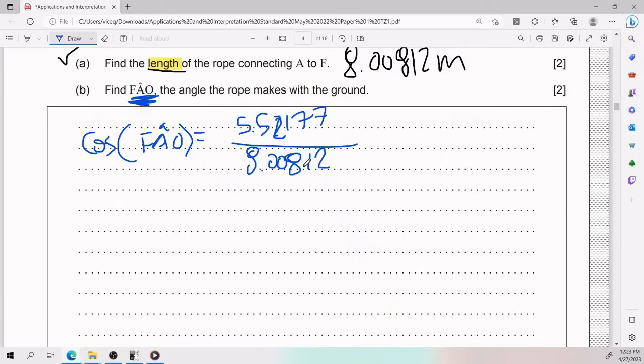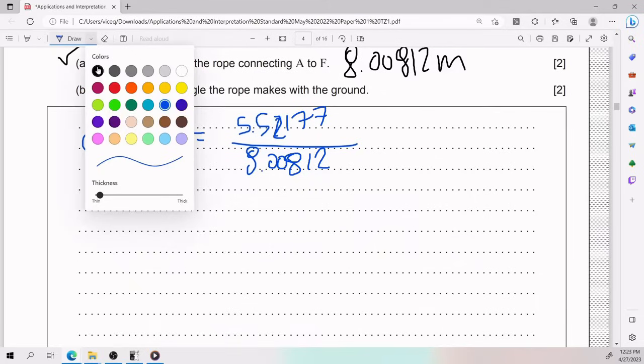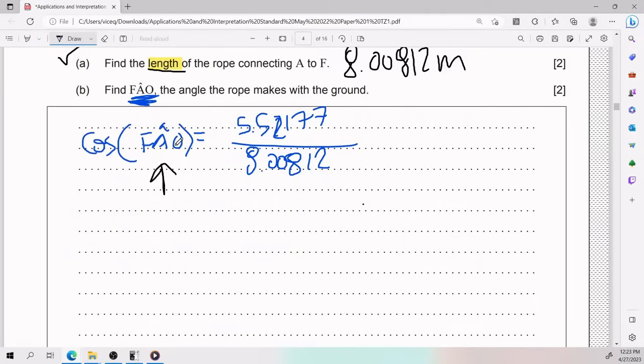All right, and a lot of people here are confused on what to do next. Why do they get confused? Because they're not sure how to get angle FAO alone. There's a cosine next to it. What is going on? Let me explain it this way.